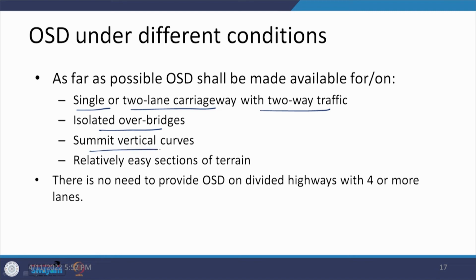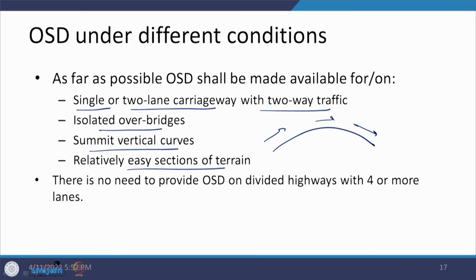In the case of summit vertical curves, when you are going on something like this, here also if the overtaking sight distance is maintained, it will ensure safety, even in terms of the SSD also, because that will impact that value. Or if there are any easy sections of the terrain, because in all of these cases the speed is going to increase and we should provide safe movement of all these vehicles.